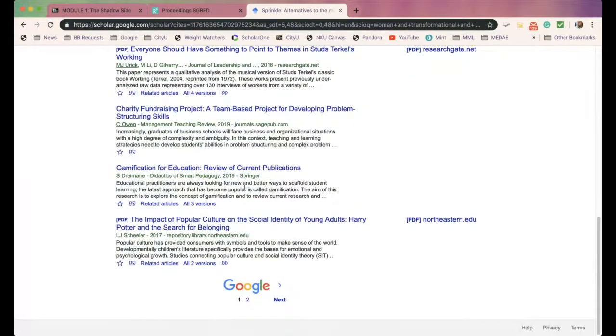Gamification in education. This is a review of literature. It says it right here. It's a review of current publications. So that would be a good thing to dive into if I wanted to learn more about gamification. I could read that, and it's reviewed all the current literature on gamification to give me an overview. So that would be a great overview article. I wouldn't probably cite it because he or she is just reviewing other people's work, but it's definitely a place to go to get information.